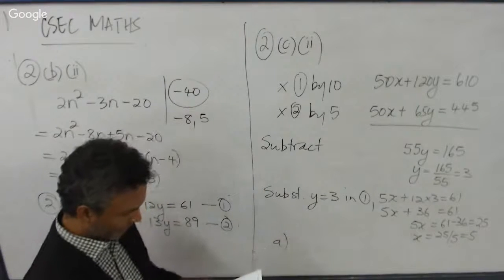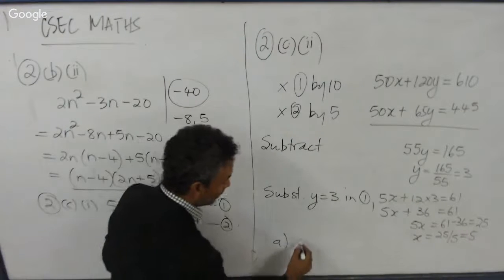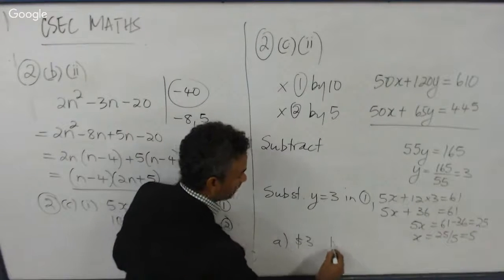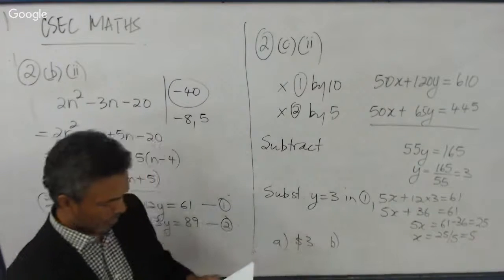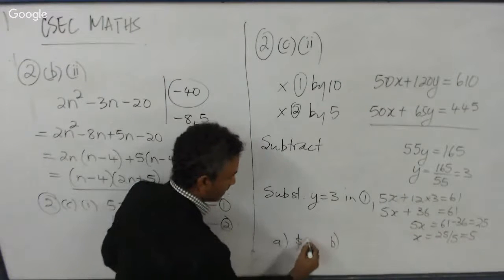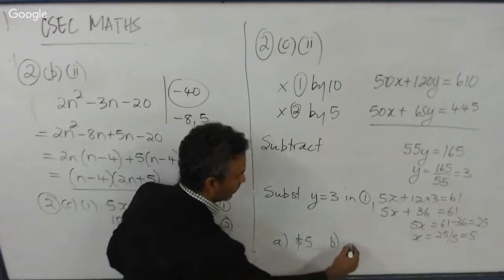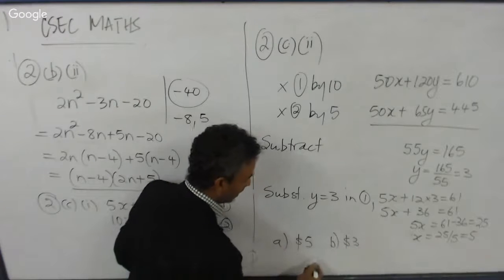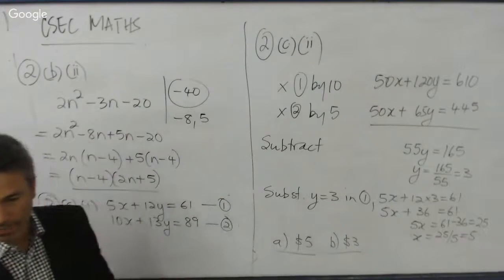What's the mass of one lollipop? 5. And the mass of one toffee is 3. Be careful. Make sure you answer the question there.